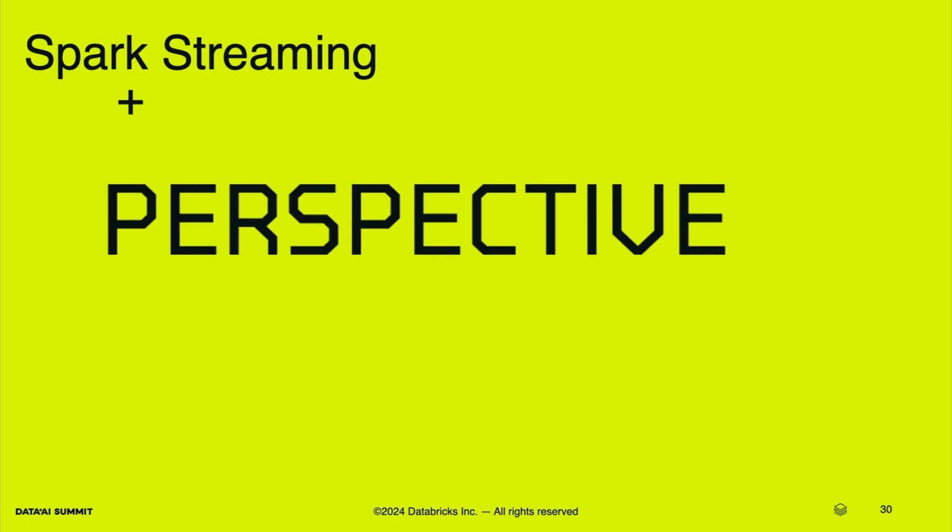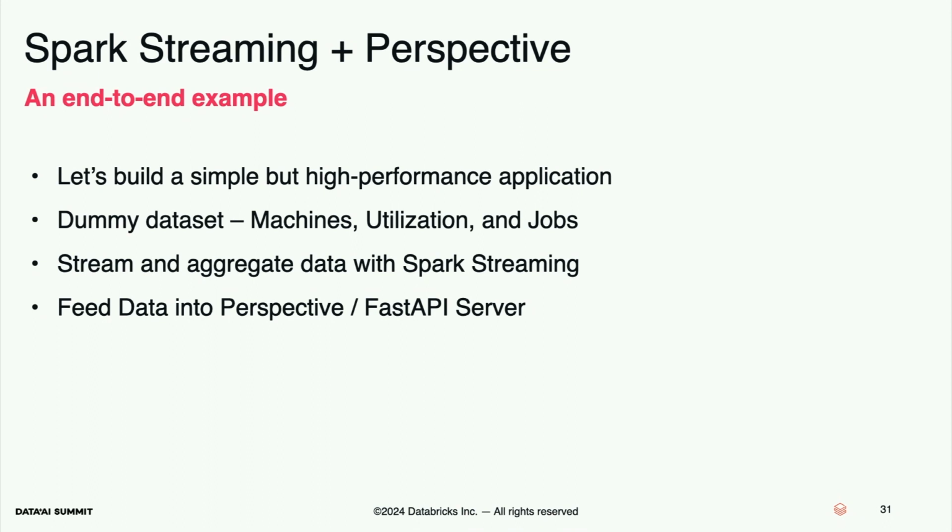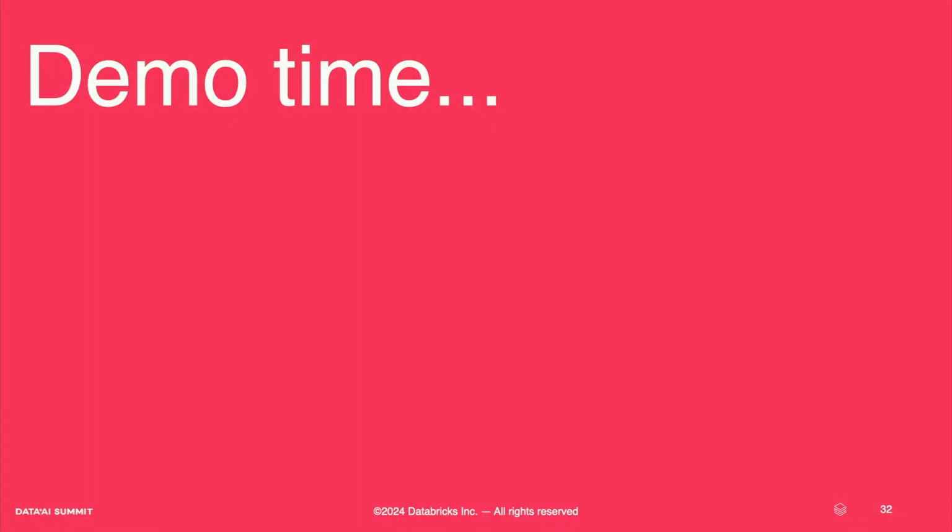Now we're going to do a full demo of Spark Streaming plus Perspective. We have a Python script that will generate dummy data. It's essentially performance metrics for a bunch of different machines, like CPU and memory usage, stuff like that, what jobs are running, what state they're in, and utilization metrics. We're going to aggregate it with Spark Streaming, feed it into Perspective running in a FastAPI server, and then we'll have a front end that visualizes the whole thing. And demo time.